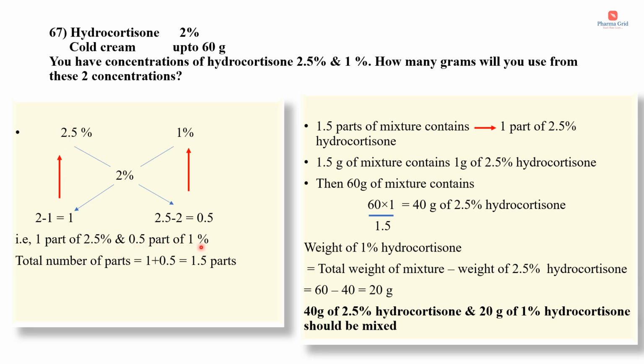Same as the previous question. The number of parts of 2.5% hydrocortisone is one part, and 1% hydrocortisone is 0.5 parts. So the total number of parts is 1 plus 0.5, that is equal to 1.5 parts. So 1.5 parts of the mixture contains one part of 2.5% hydrocortisone.